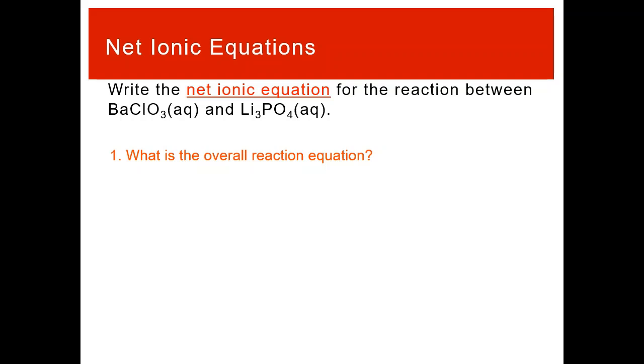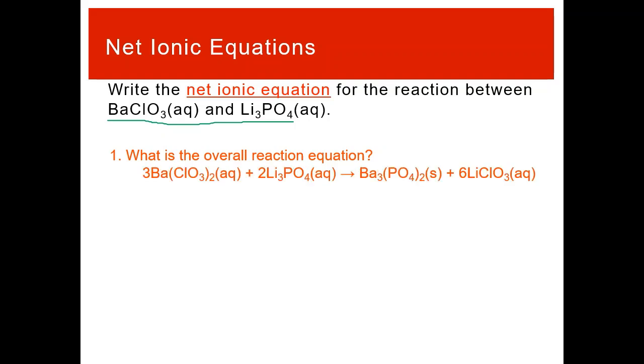You will note the reactants I've chosen are not random. These are the reactants from the last example, and that gives us the overall reaction. 3 barium chlorate plus 2 lithium phosphate gives you barium phosphate solid and 6 lithium chlorates. So there's my total reaction.